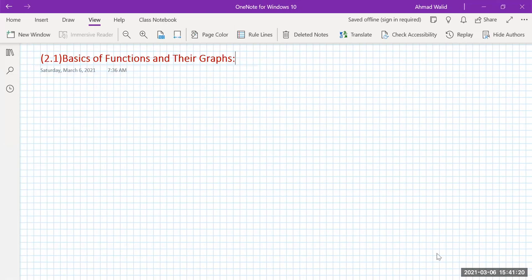Hello all, let's start chapter 2. Chapter 2 is the most important chapter that I see in this book. In chapter 2, we are talking about functions. Believe me, after this chapter, whatever you do, whichever class you go after this, you are dealing a lot with functions. Functions are really important.